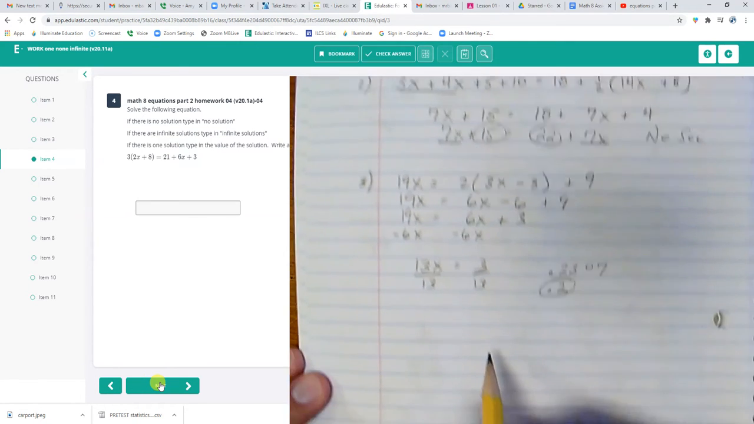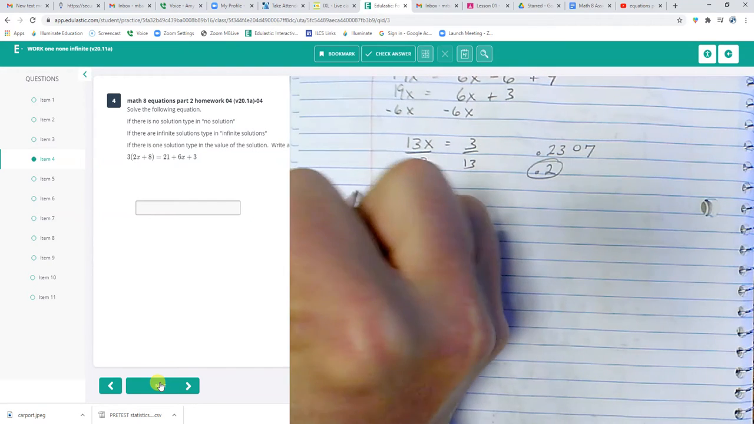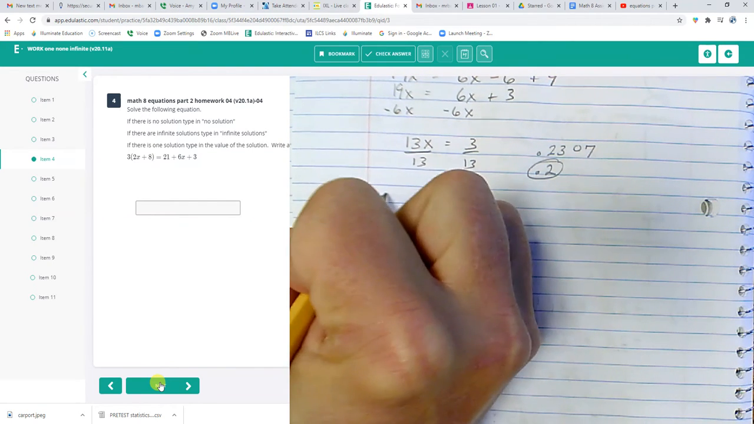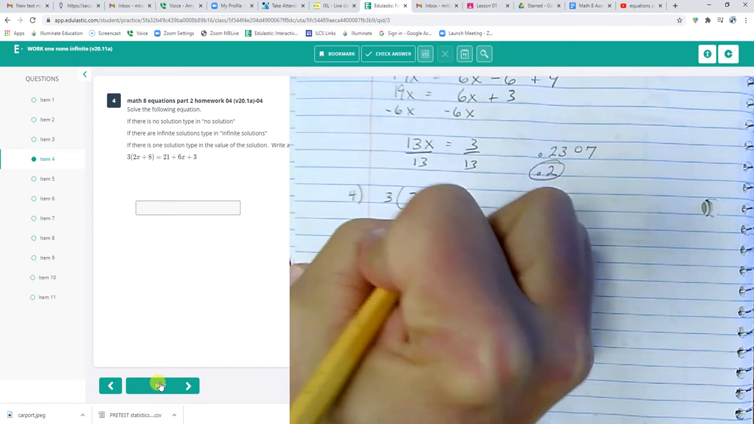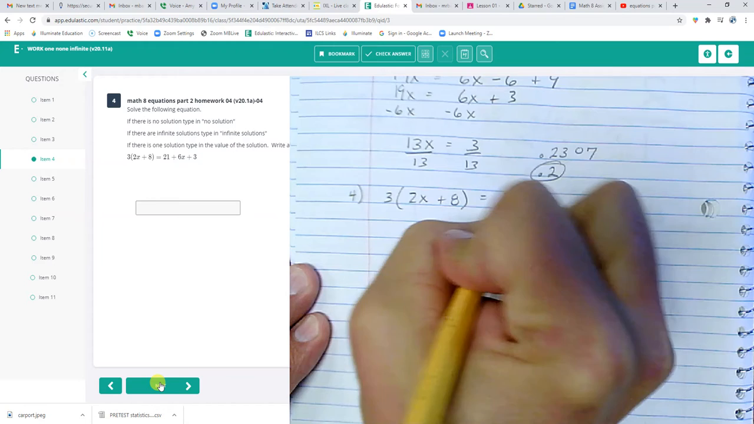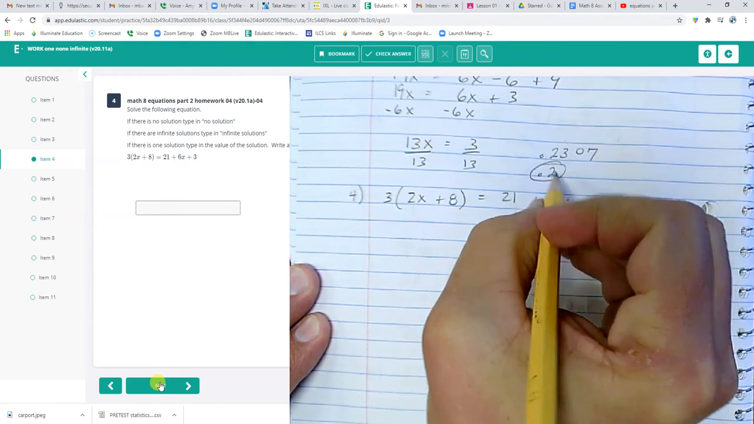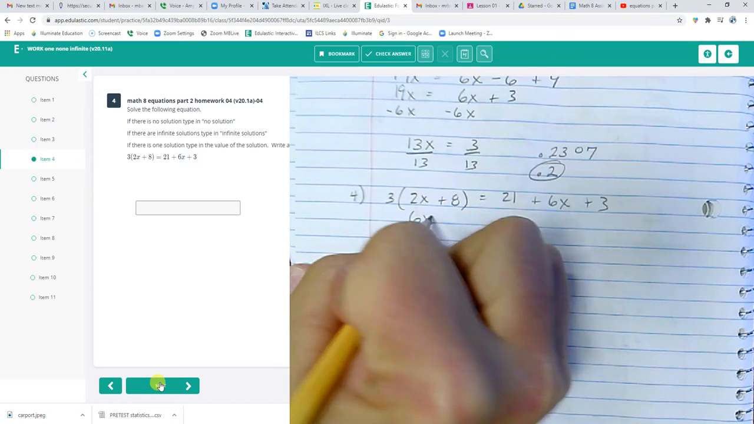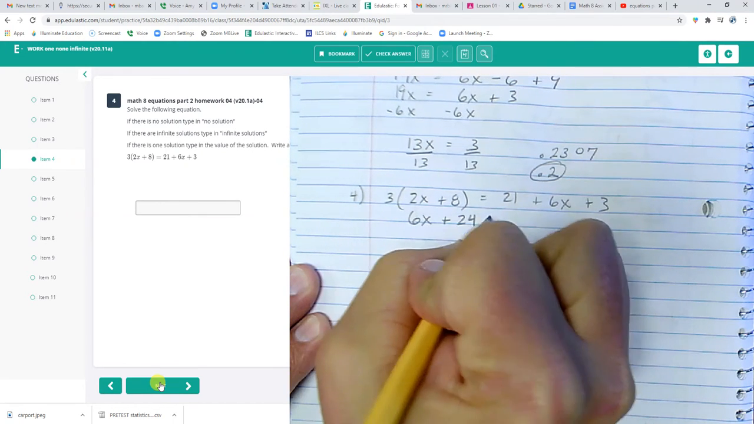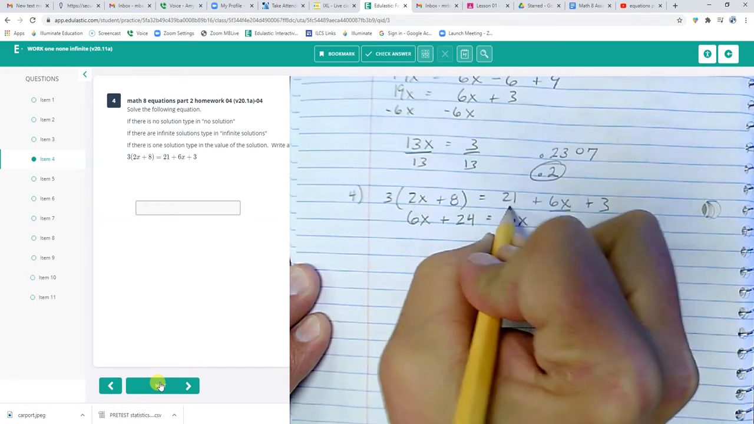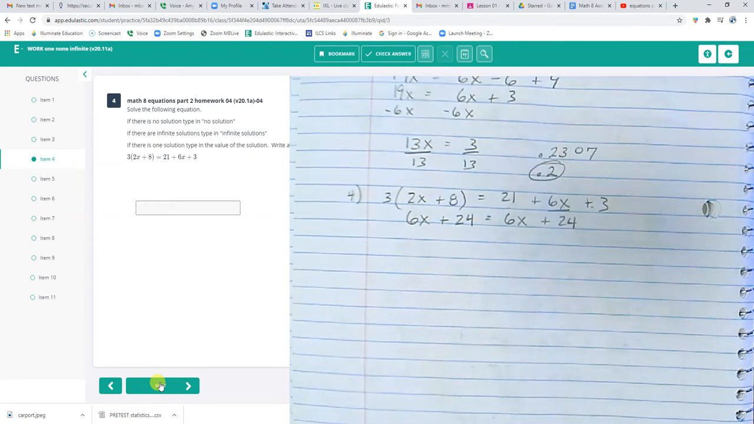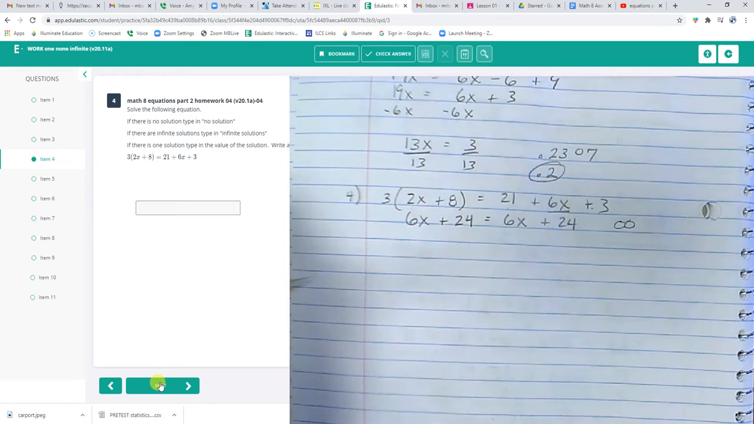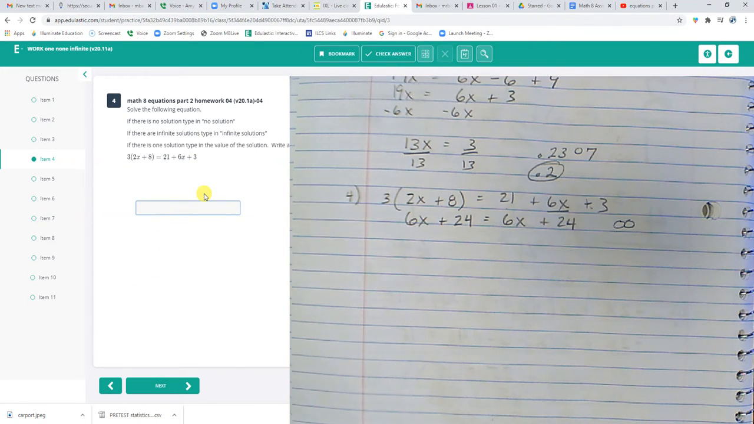Number 4: 3 times 2x plus 8 equals 21 plus 6x plus 3. That's going to be 6x plus 24 equals 6x plus 24. Okay, 6x plus 24, 6x plus 24. It's going to be infinite, so type in infinite solutions. Now I'm going to show you, if you misspell it, it's going to mark it wrong. So it's got to be exact with the spelling.